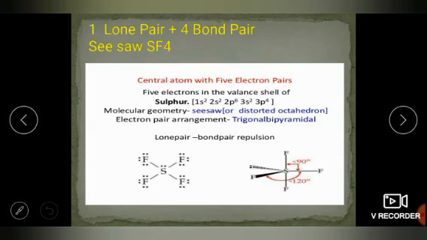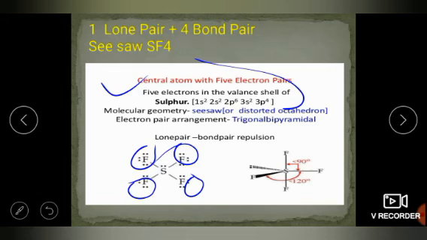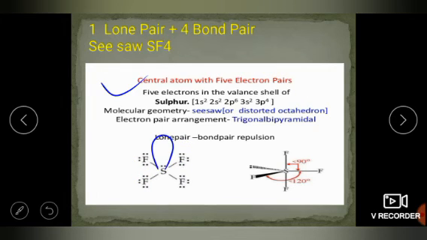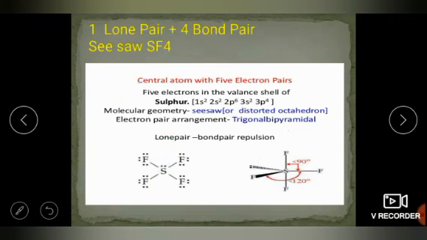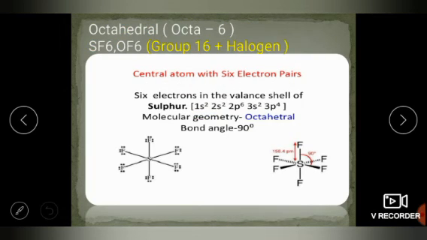Next is 1 lone pair and 4 bond pairs. When this kind of molecule comes, 1 lone pair and 4 bond pairs, the total is 5. So this is seesaw. As we know, in sulfur there are 6 electrons in the outermost shell. Out of 6, 4 electrons make bond pairs with 4 fluorines, but 2 electrons are left. These 2 electrons make a lone pair. So 1 lone pair, 4 bond pairs. So the bond angle is 90 degrees and 120 again. This type of shape is called seesaw.